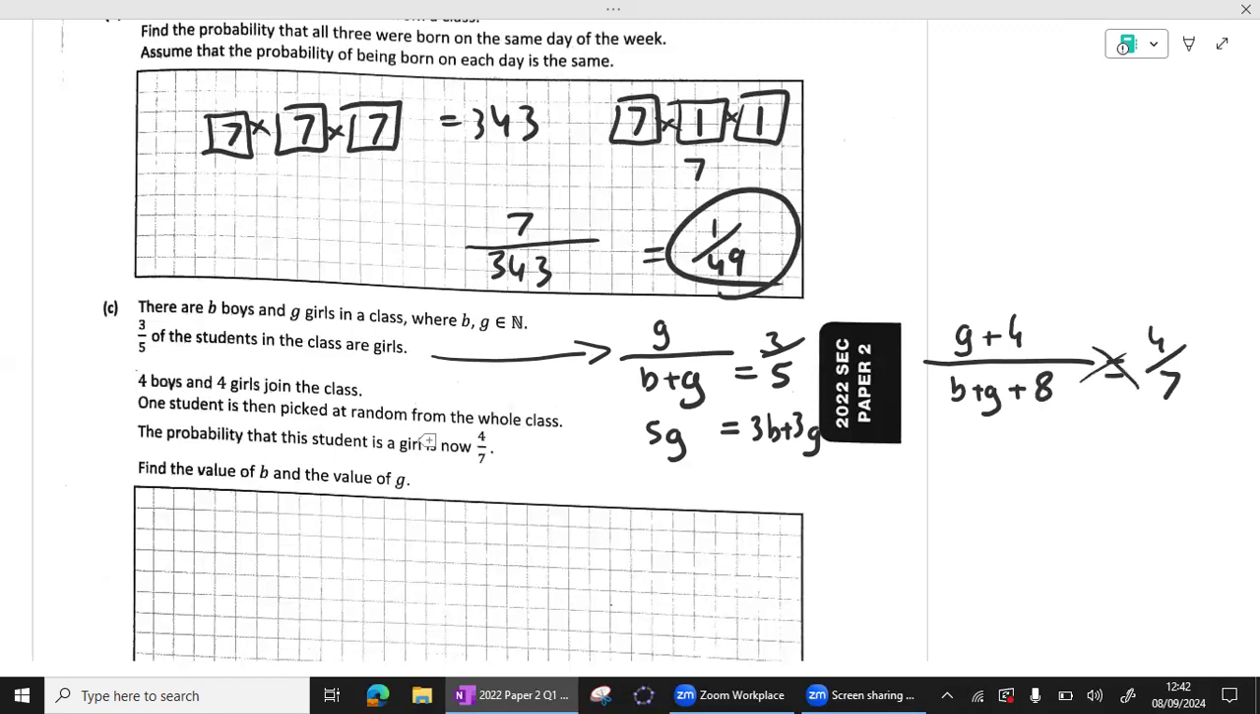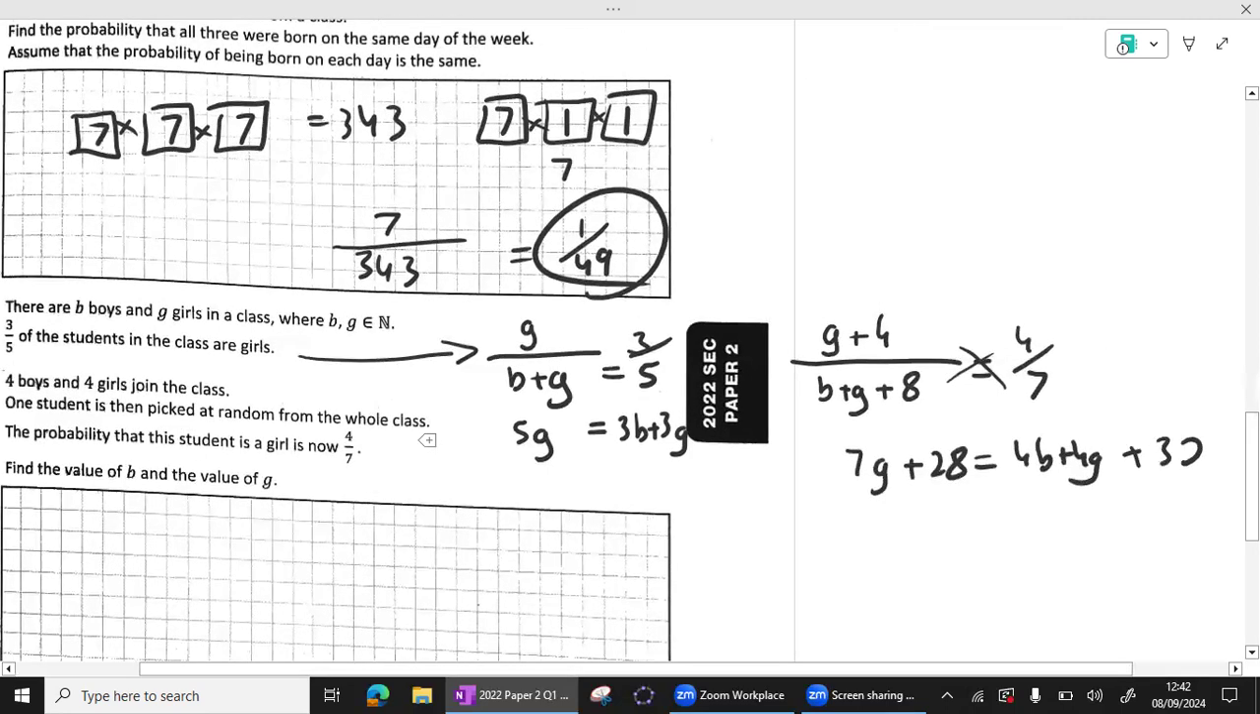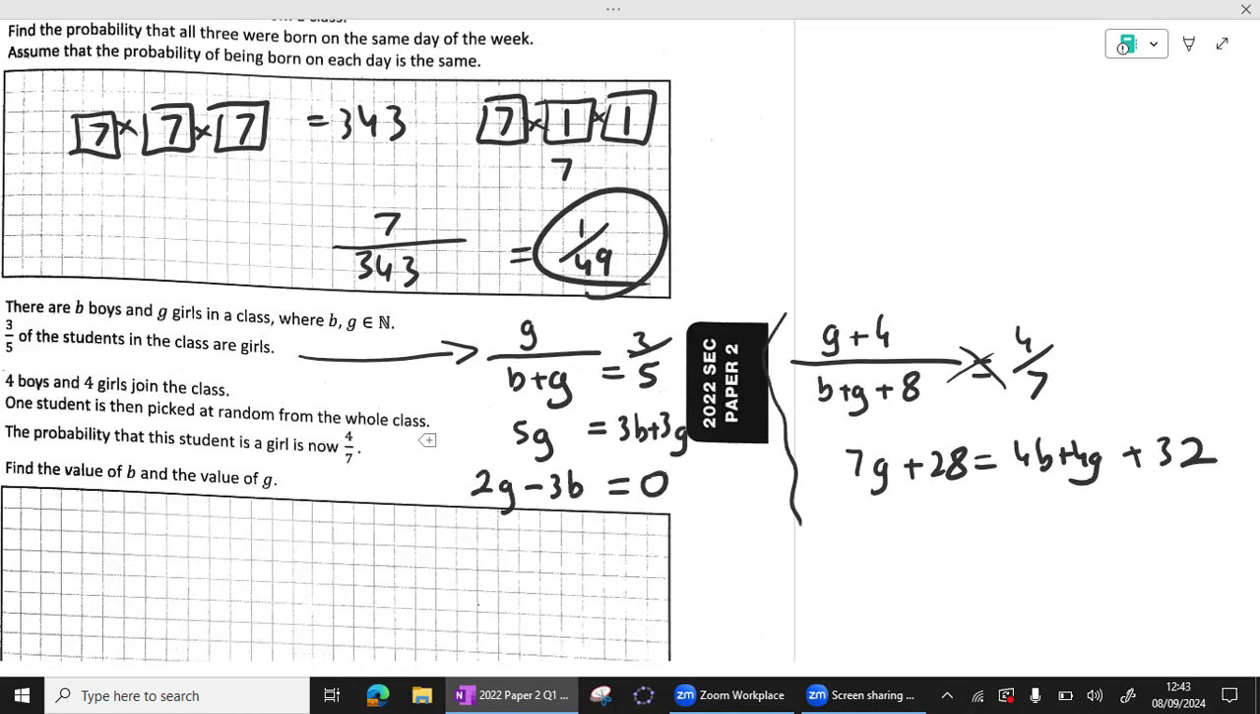So again, I guess I need to cross multiply here. 7G plus 4G plus 32. Now, because we're missing B and G, I immediately suspect that this is going to be simultaneous anyway. So I'm going to tidy each side up first of all. So I'm going to bring the 3 over here. So that's 2G minus 3B equals 0, because there's no other number there.